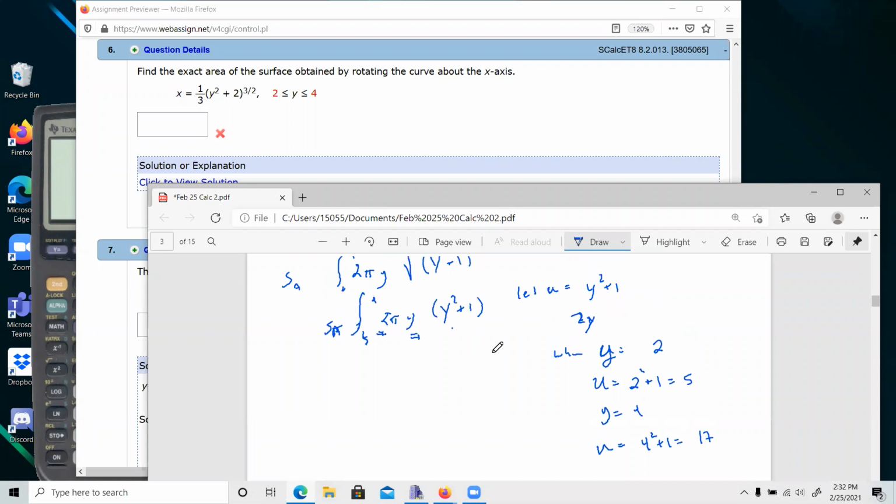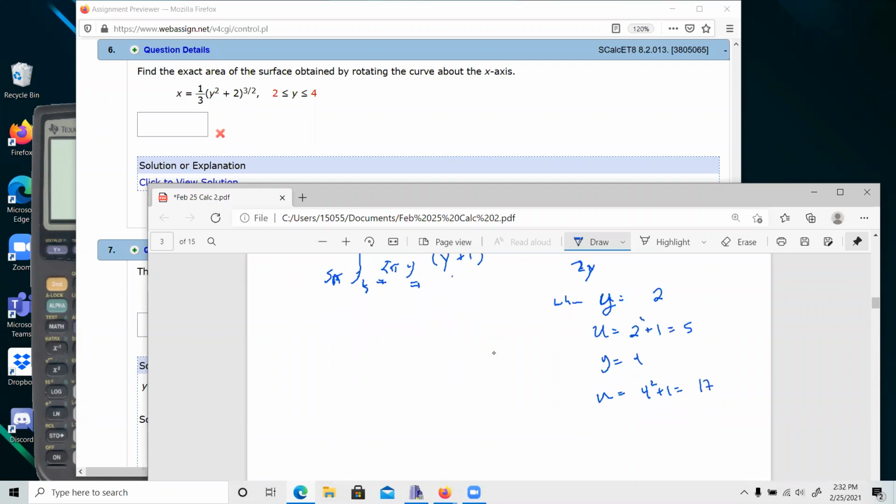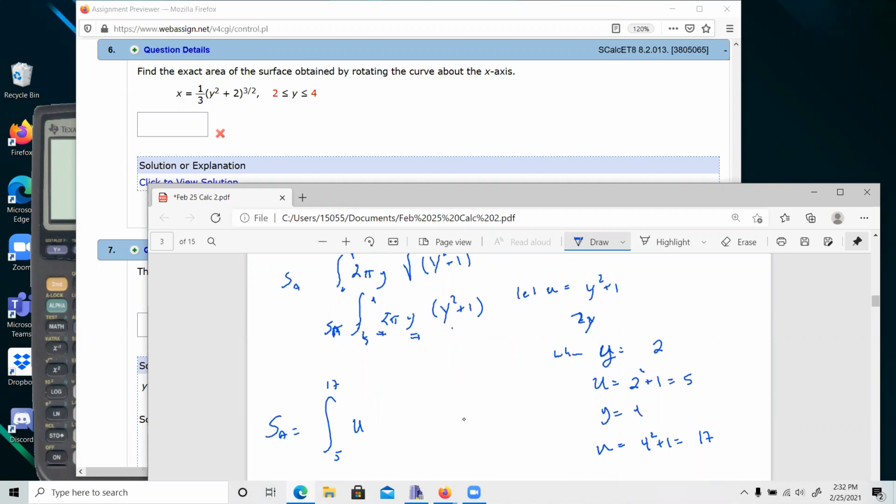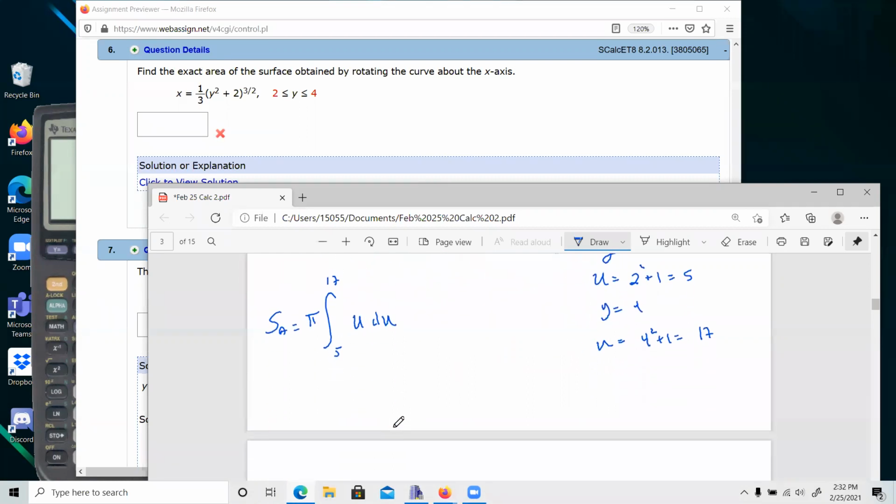Okay. So we're going to have surface area is equal to 5 to 17. Okay. I've got my 2y as my du. And then I've got u, du, and there's an extra pi here. Didn't account for that yet. All right. And then all we're going to do here is we're just going to say, well, this is pi, and then we have u squared over 2 from 5 to 17. Okay. And that's it. Just plug those things in and we're done.